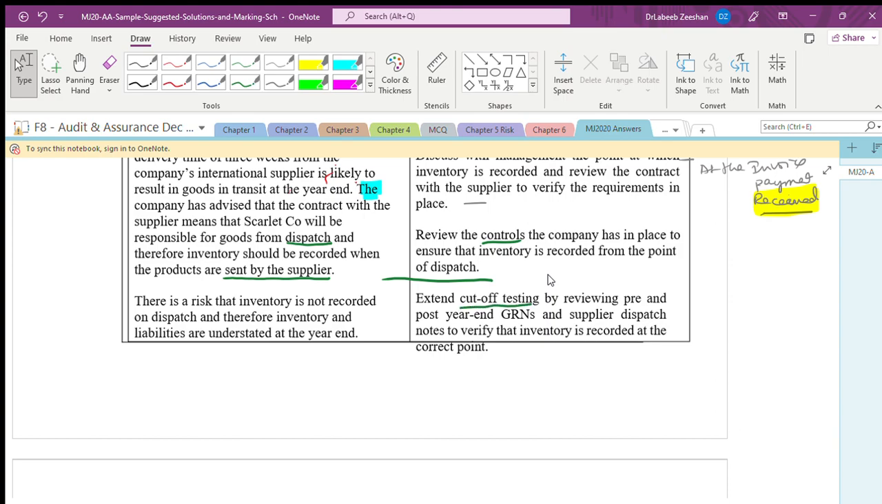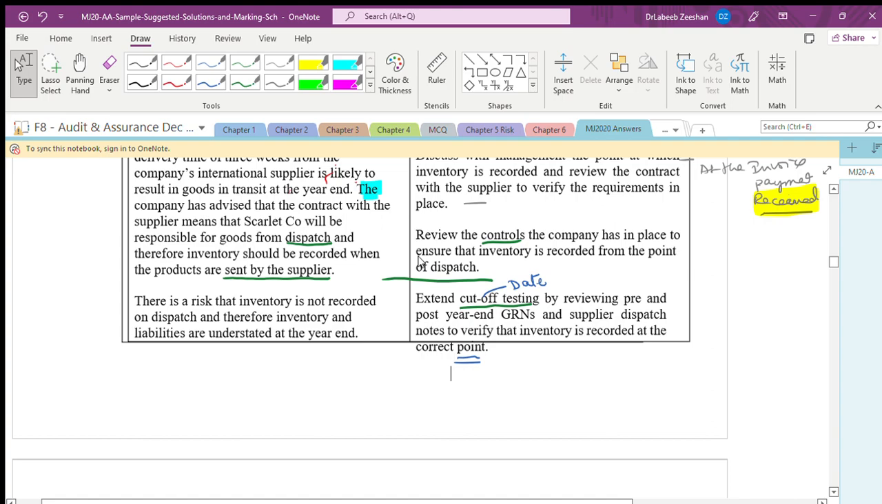Now you can understand how important cutoff is. Cutoff is nothing but it talks about the date. Review pre and post year end supplier dispatch to know that inventory is recorded where we have to record it. That's very important. The moment it is dispatched, you have to record it. Cutoff means you have to make sure whether it is before 31st December or after 31st December.